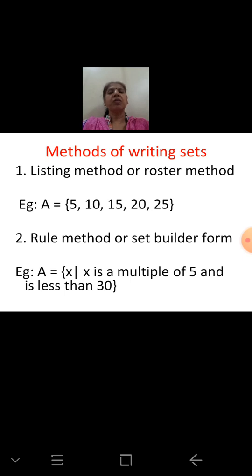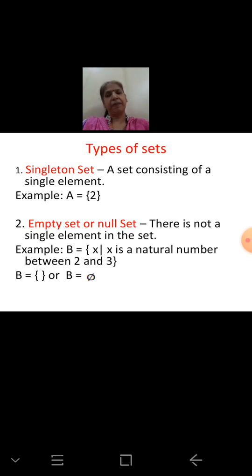And you also know how to read it when it is given in rule method: set A is equal to the set of all x such that x is a multiple of 5 and is less than 30. Now we will be continuing from here.